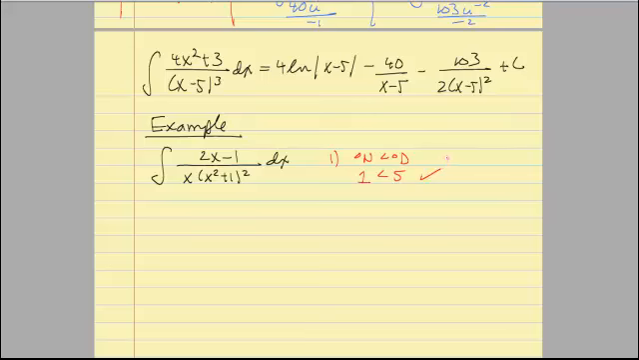Now, if this had not been the case, I would have to use long polynomial division first, and then use the method of partial fraction decomposition. But I don't have to on this one because the degree in the numerator is less than the degree in the denominator. So the first thing I'm going to do is go ahead and look at factors of the denominator.